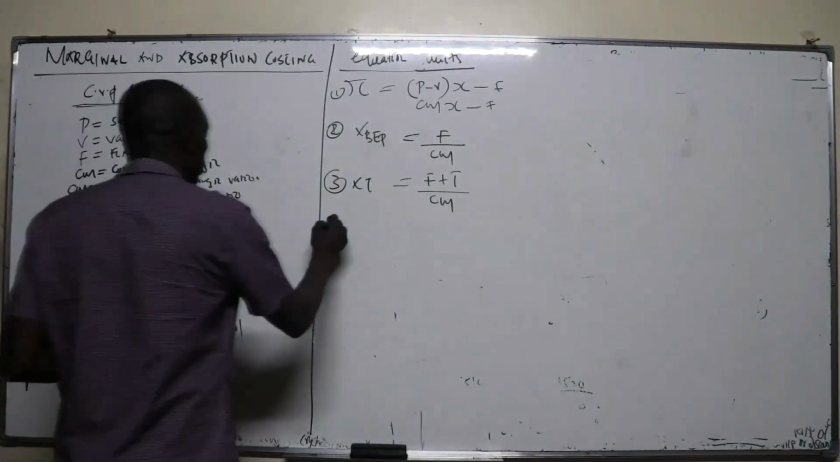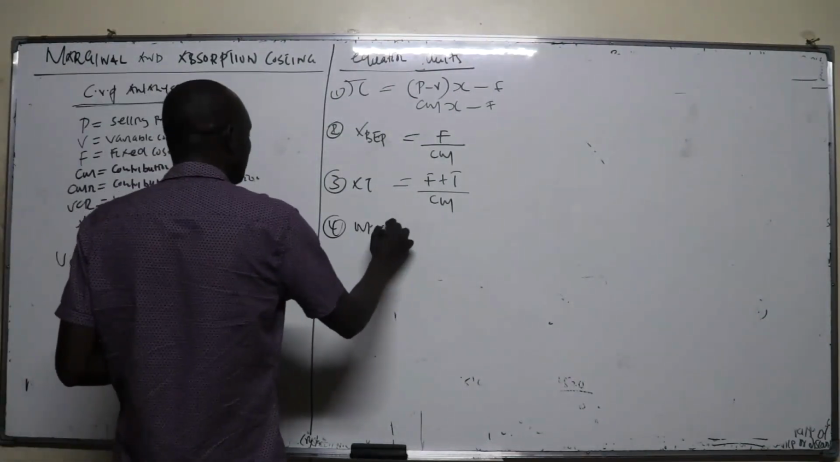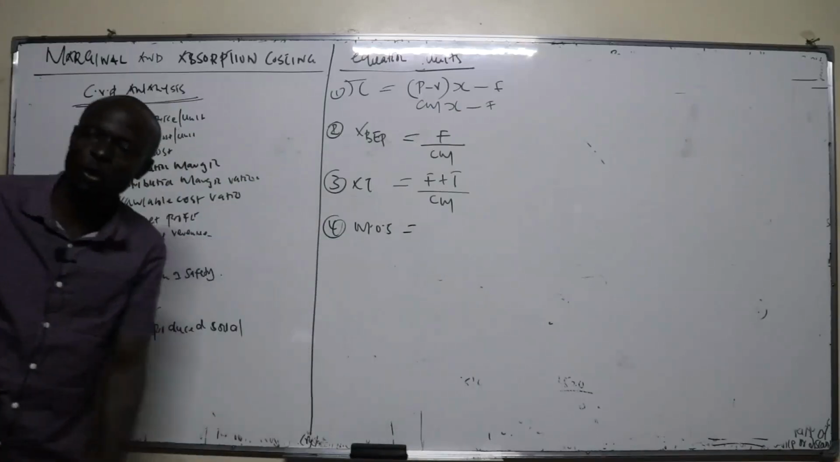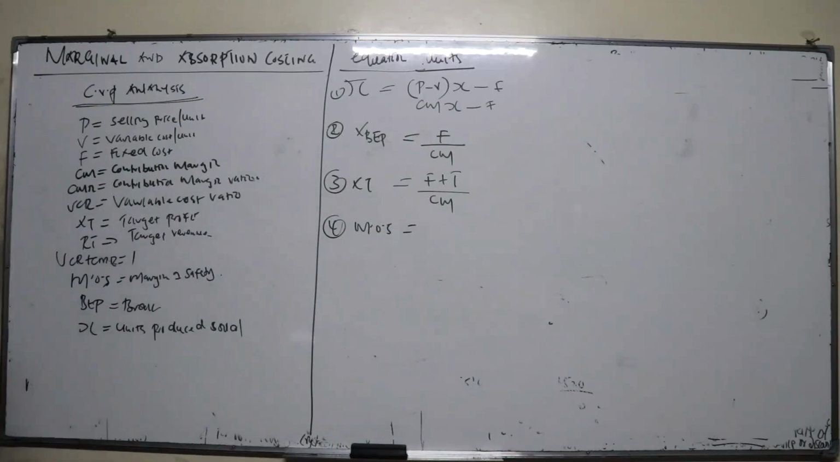Then number 4, we have what we call the margin of safety. What is margin of safety? This is the sales units below which the sales should not fall. Otherwise, you begin generating losses.